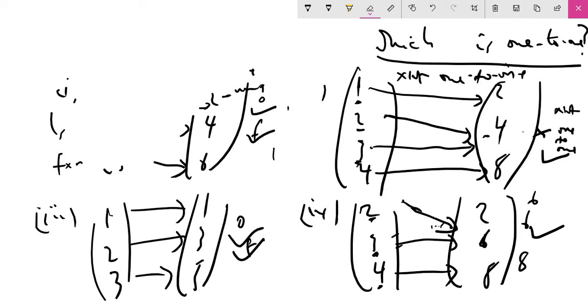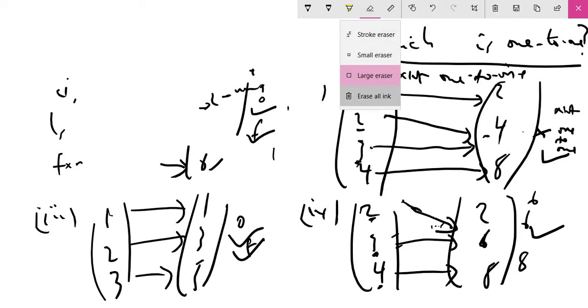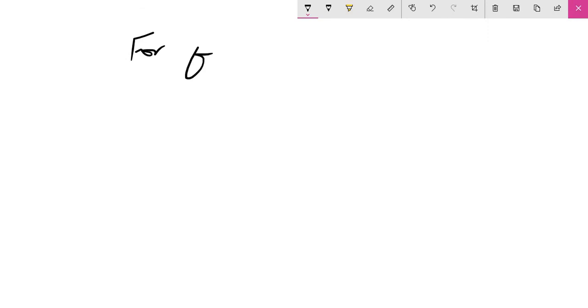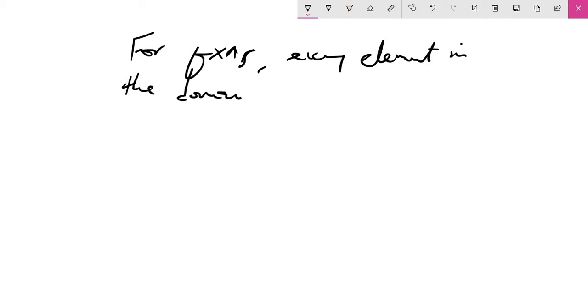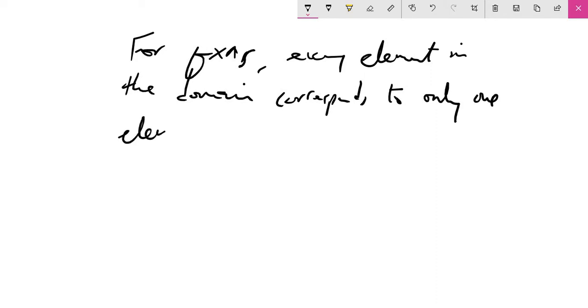For functions, let me just clean. So for functions, right, every element in the domain corresponds to only one element in the codomain.